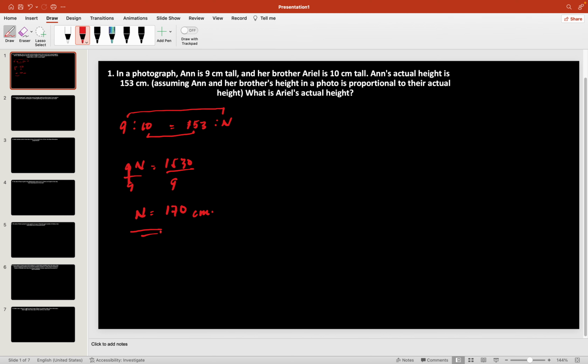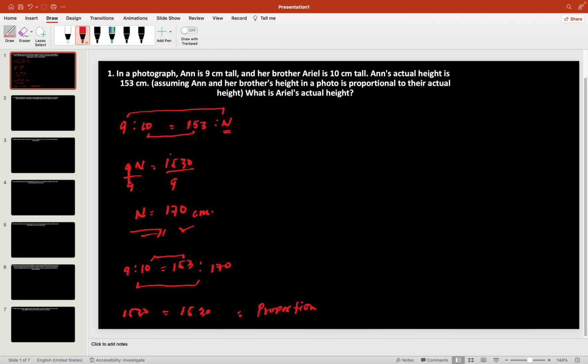So subukan natin. Let us check if they are proportion. So 9 is to 10 is equals to 153 is to the one that is missing natin, which is n, which is this one. We will use 170. Multiply the means, then multiply their extremes. So 9 times 170 is equals to 1,530, as well as 10 times 153 is also equals to 1,530, which means they are proportion. Okay?